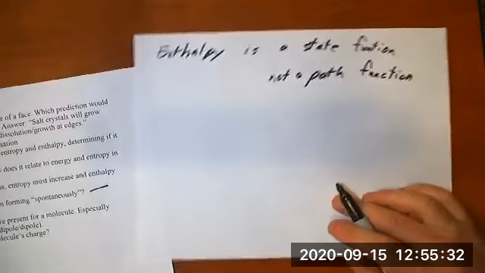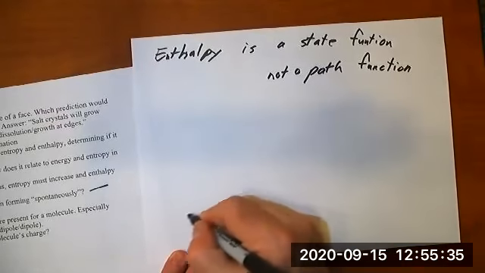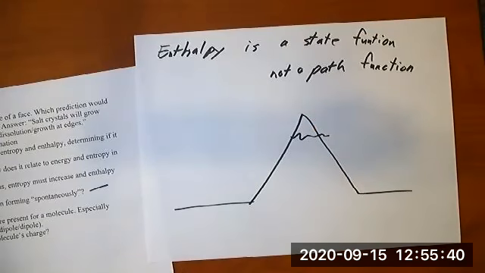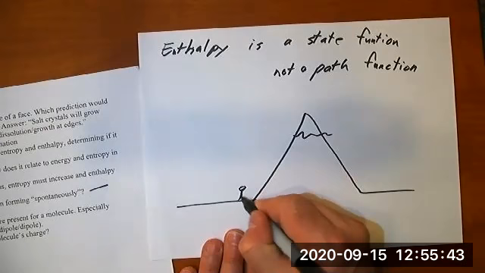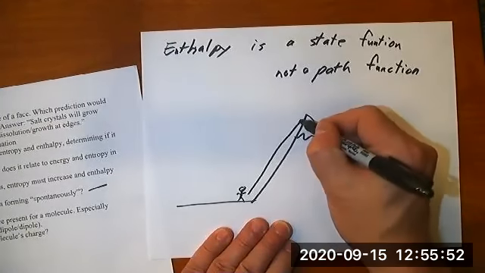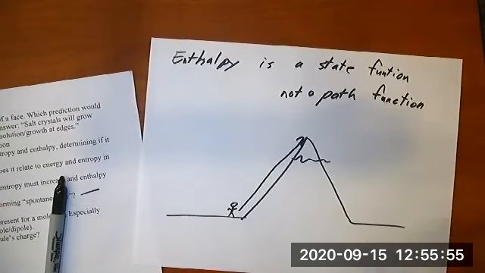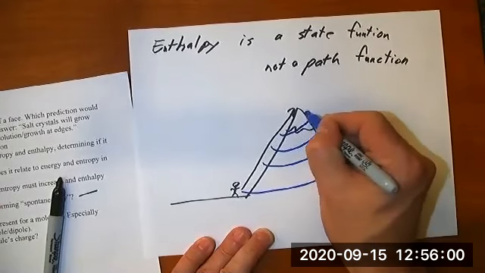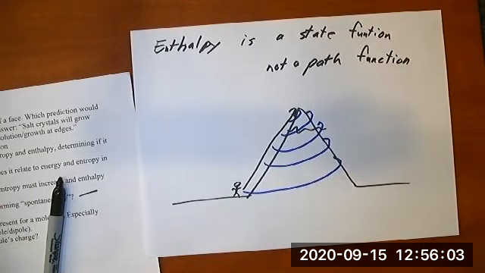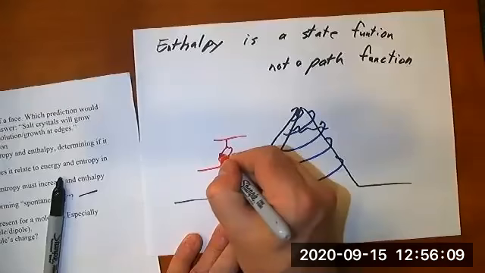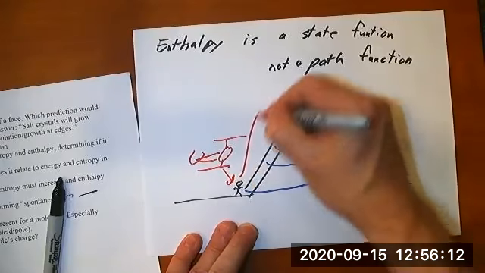So the analogy that I use for this is we've got a mountain and we've got a hiker down here. There are lots of ways the hiker can get to the top of the mountain. The hiker could climb straight up the mountain. The hiker could circle the mountain a bunch of times and get to the top. The hiker could get picked up by a helicopter and dropped on top.